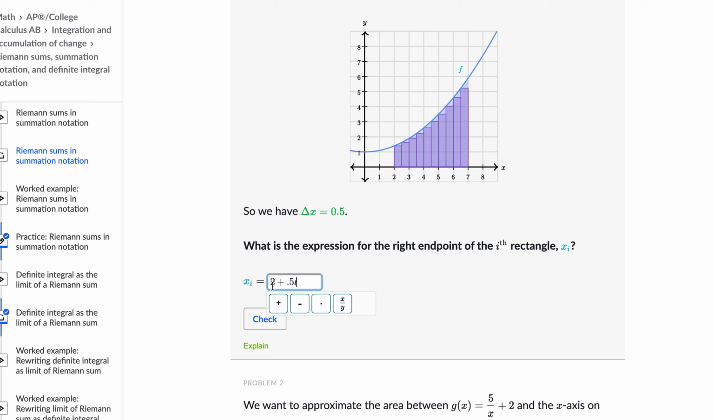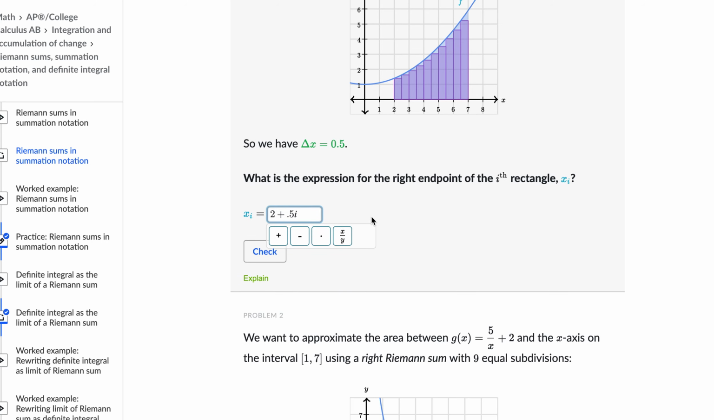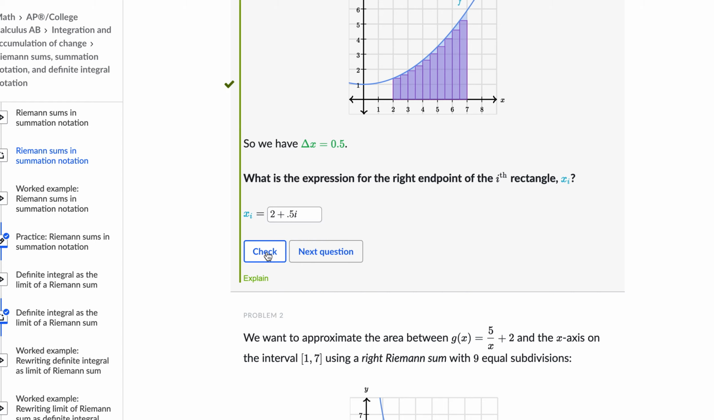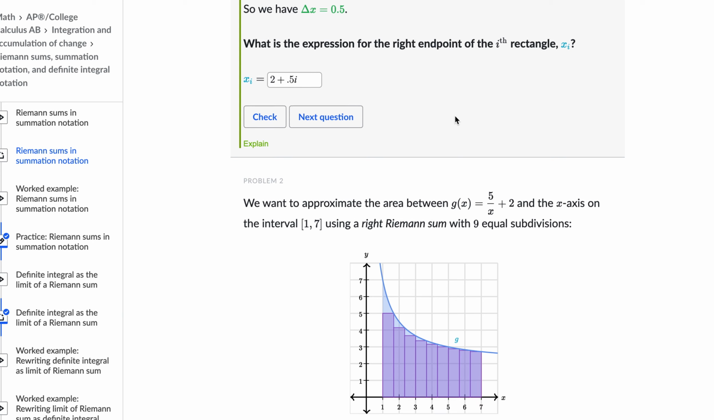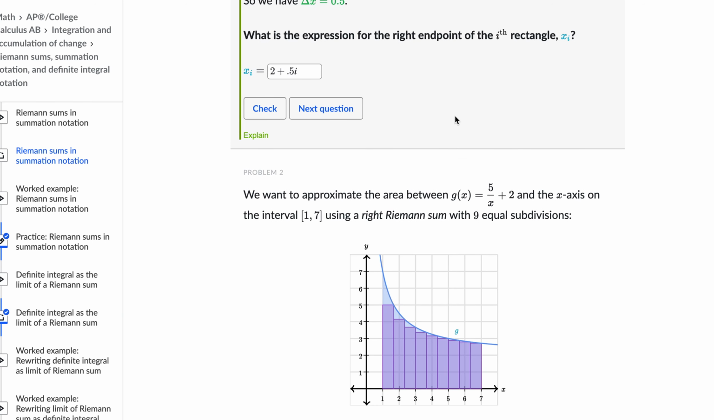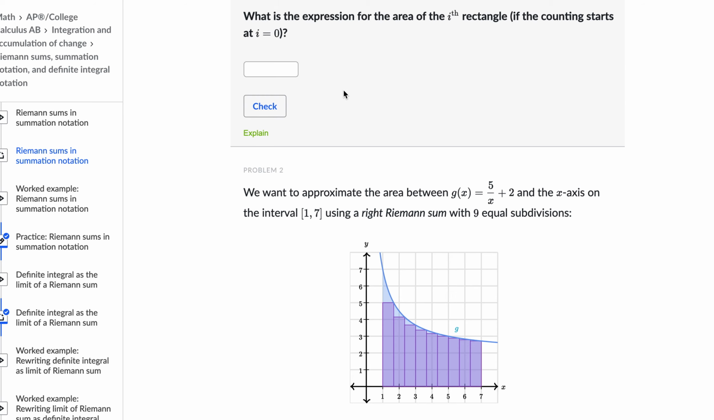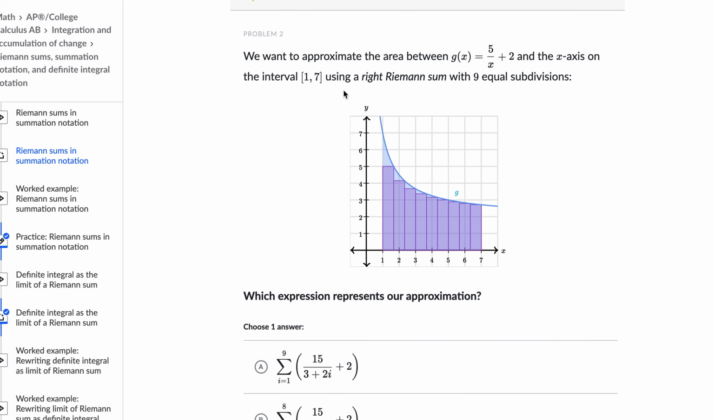Wait, they're saying a right endpoint? So why is the picture showing a left endpoint? What is the expression for the right endpoint of the ith rectangle? Well, the way they ask it in words with that picture, that's showing a left endpoint. Well, if I get it wrong, something's fishy with this, but it should be this. So 2 plus 0.5i. And we got it. So I think that picture is actually faulty. Anyway, Khan rarely makes mistakes. Maybe you can figure it out better than I can. Anyway, next question. I think we're done with that. We're going to keep moving on because we've got other things to do.